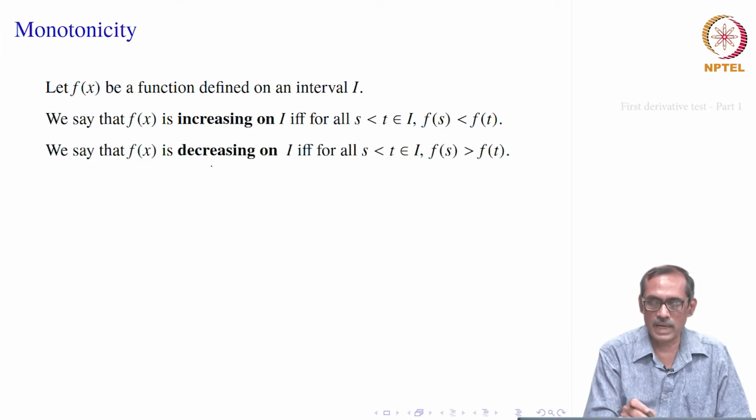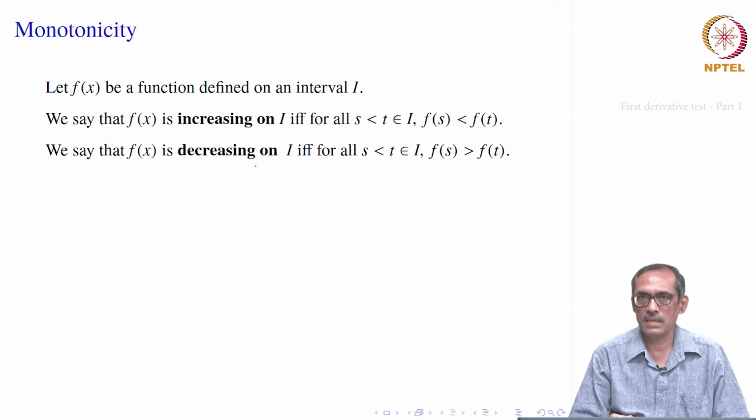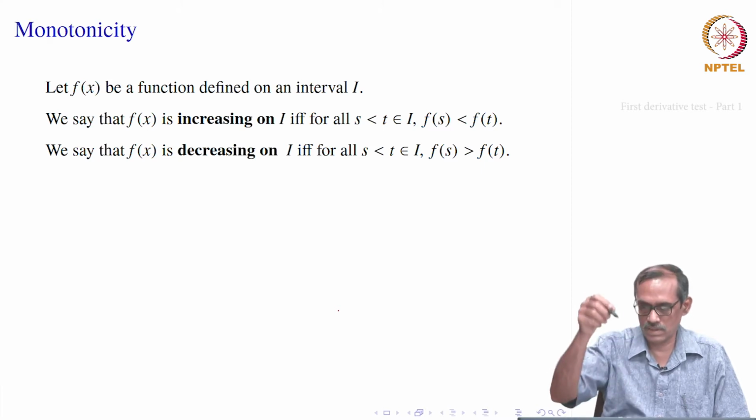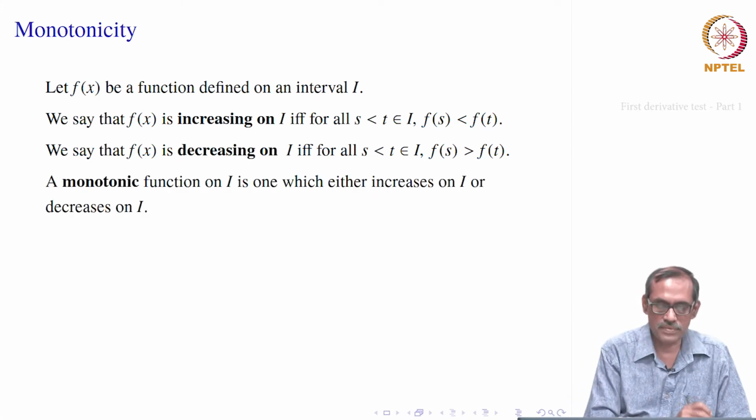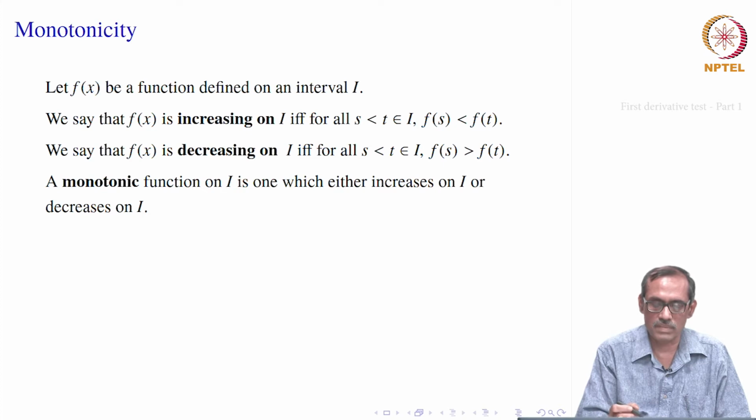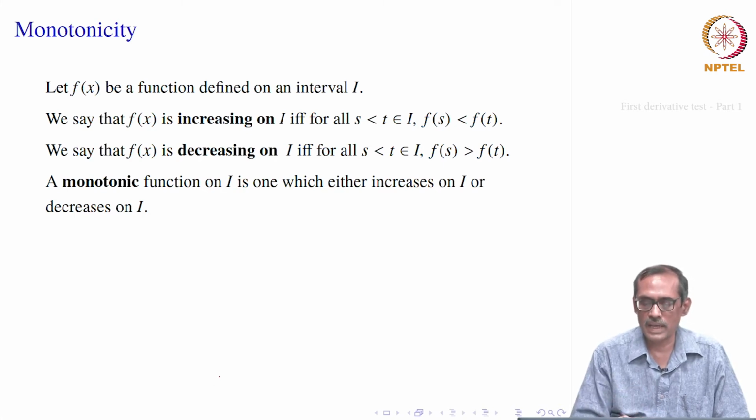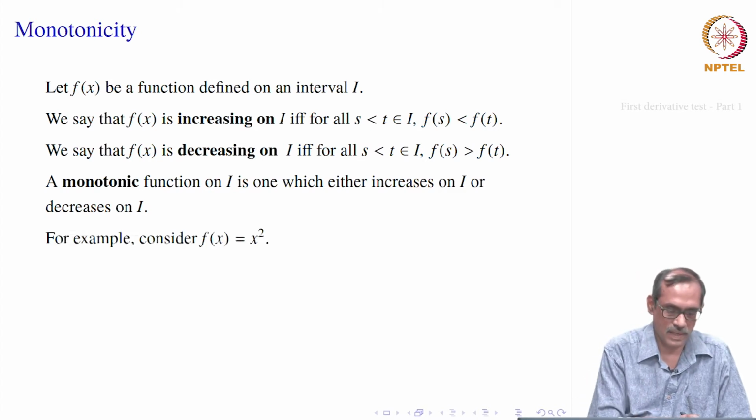And similarly, we will say that f(x) is decreasing on I if s is less than t, that is t is to the right, but you have f(s) larger than f(t). So, it is climbing down or it is decreasing. And if it is either increasing or decreasing, one of them, we would say that it is monotonic. So, it is monotonic on I if either it increases on I or it decreases on I.